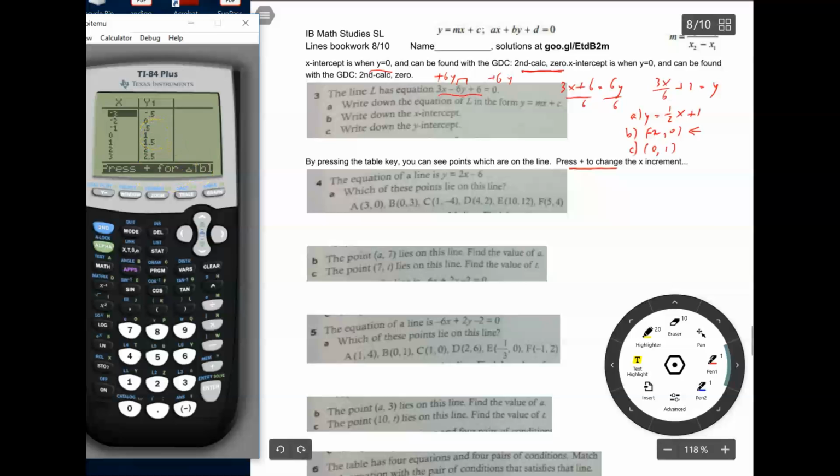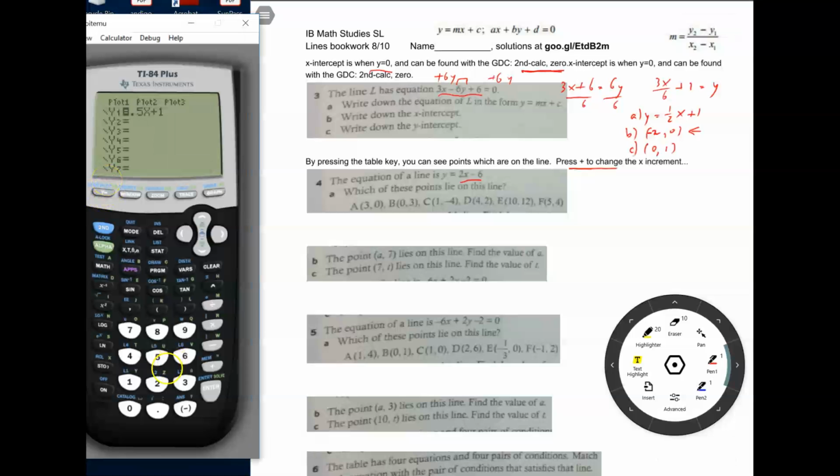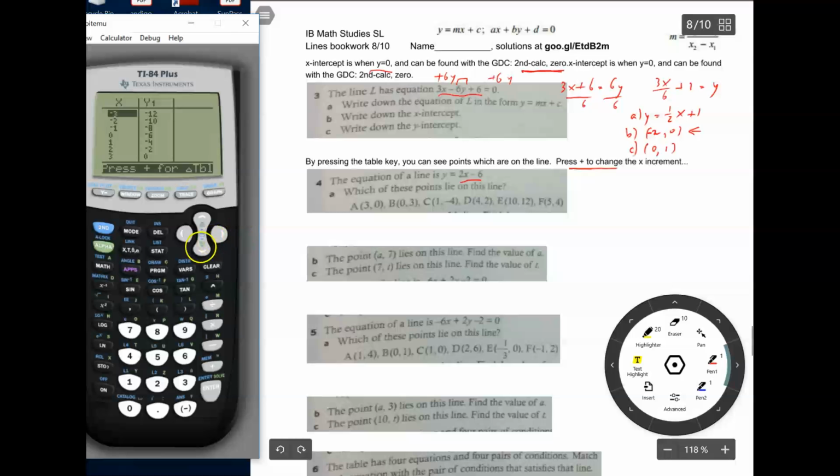The equation of a line is y equals 2x minus 6. Which of these points lie on the line? Well, with the calculator, it's pretty easy to do this. We just type in 2x minus 6, and then we get a whole list of all the numbers that are on the line. So, for example, let's find out if 3, 0 is on the line. Yeah, 3, 0 is on the line. I see it right there, so that's okay.